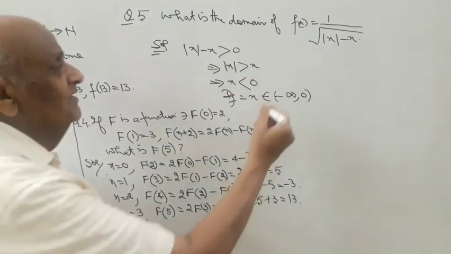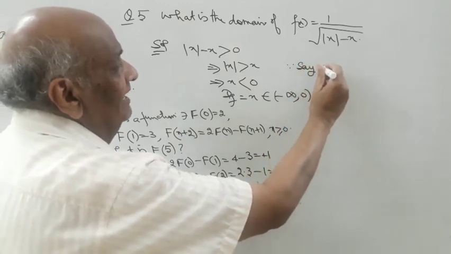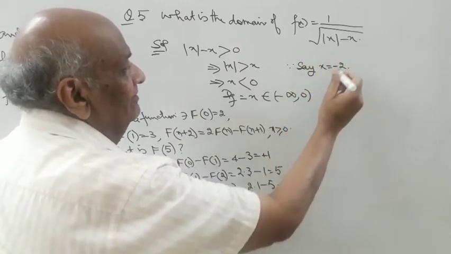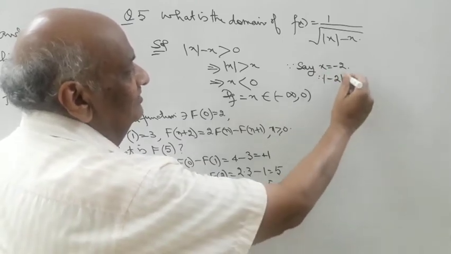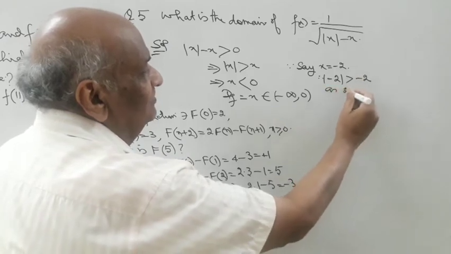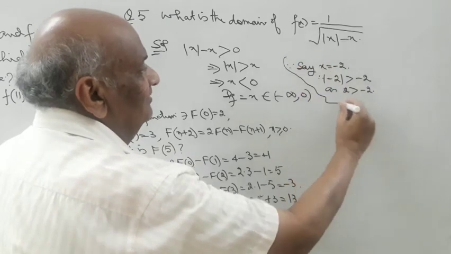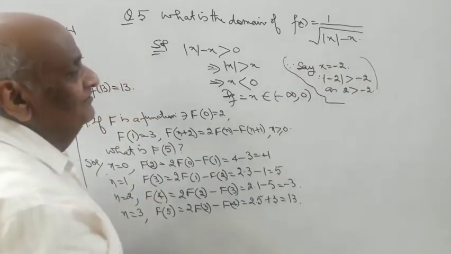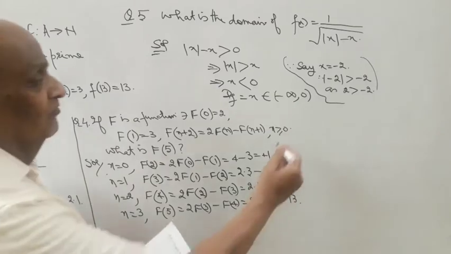I can just explain it more because say x is equal to minus 2. Therefore, modulus of minus 2 is greater than minus 2 as 2 is greater than minus 2. You please check out. This is just a simple reason for this why we say x is less than 0. You please note down the domain of the function is in this way. Now take up one more.